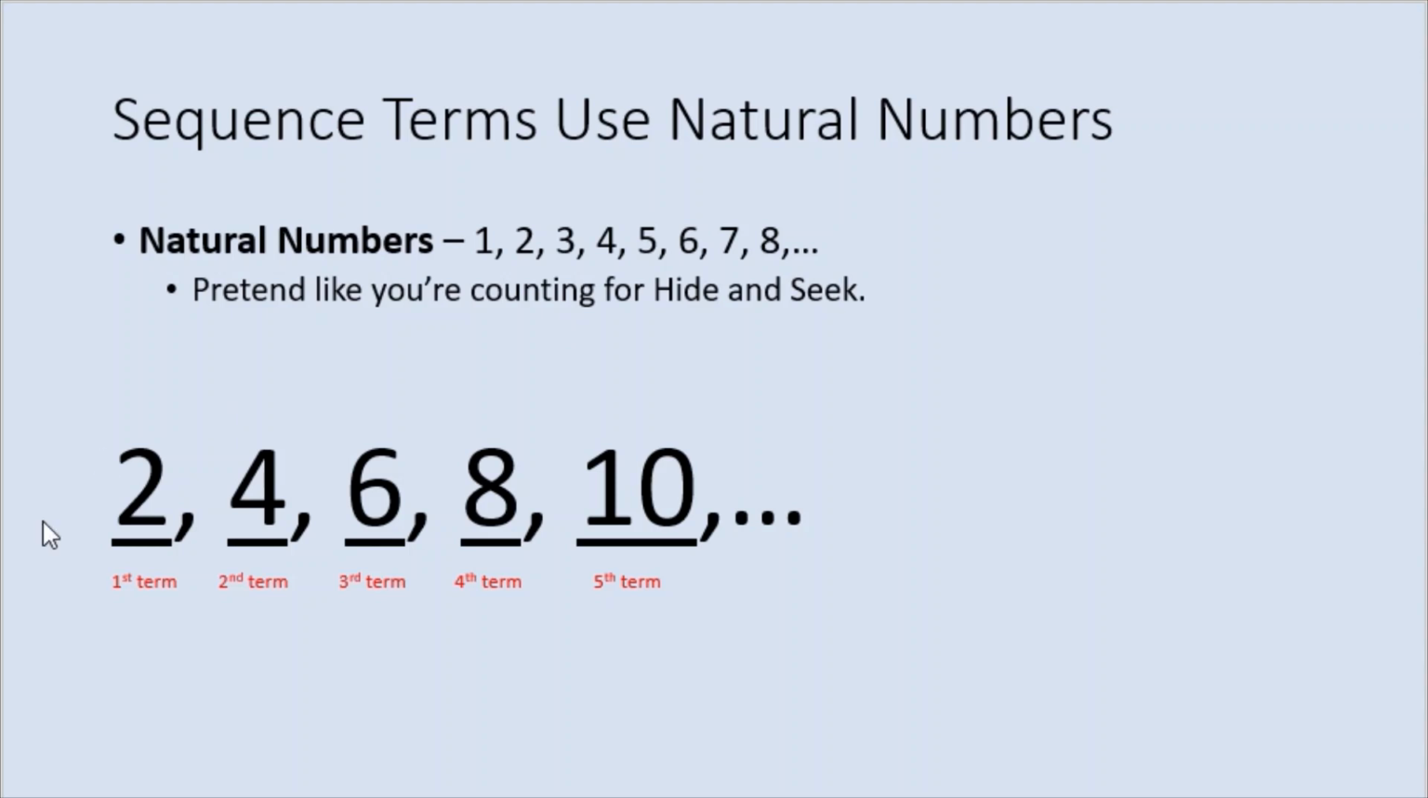So let's look at this example of a sequence down here. 2, 4, 6, 8, 10, comma, dot, dot, dot. So this first number on the left is our first term. This second number is our second term. This number here, 6, is our third term. This number, fourth term. This number, fifth term. And if we kept going on and on and on, we would just keep going up in the term numbers.